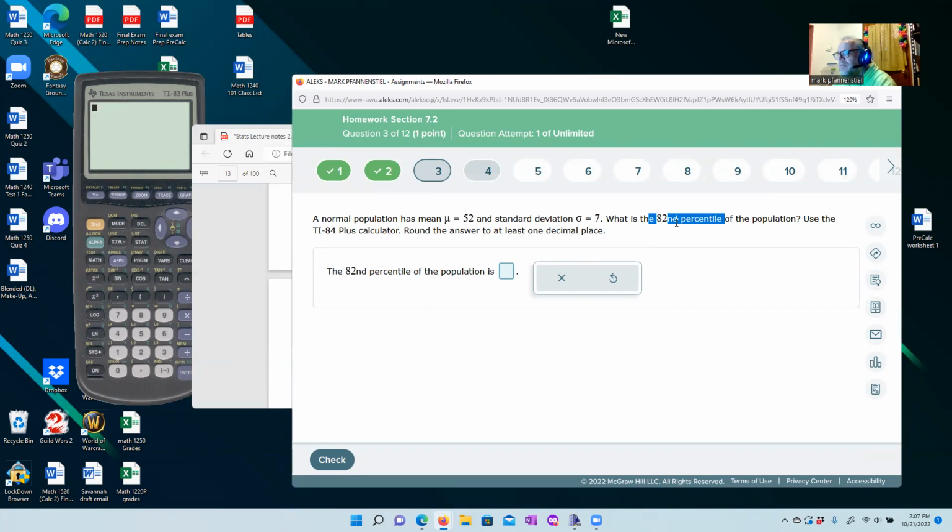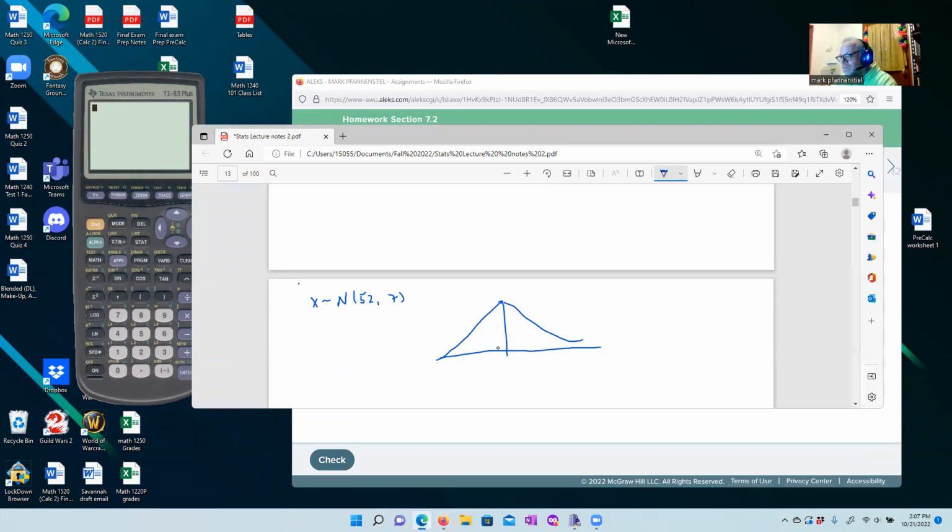Now this used to be kind of a harder problem in the days when we used a table, but now we have a calculator. This is a much easier problem. It's a little tricky still, but it is much easier. So we're going to be up here somewhere, and we want to get this area, which should be 0.82. Remember what the 82nd percentile is going to be: it's going to be up to and including that 82.